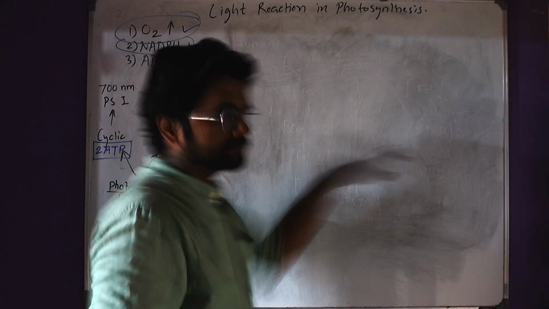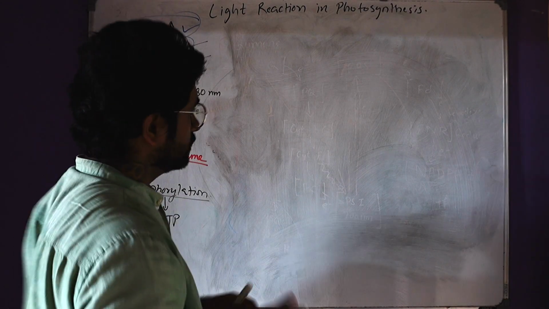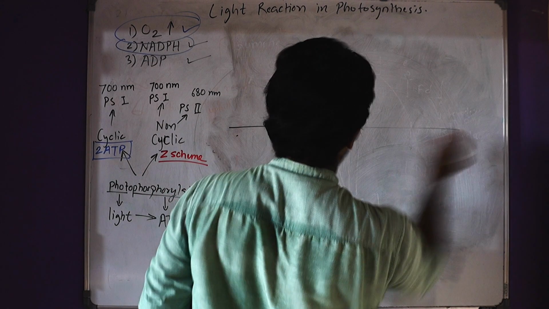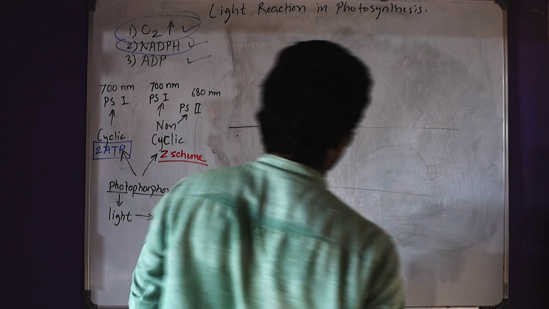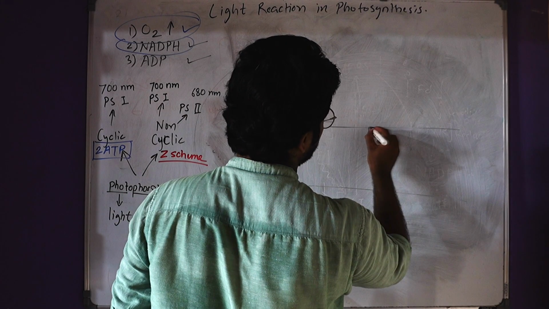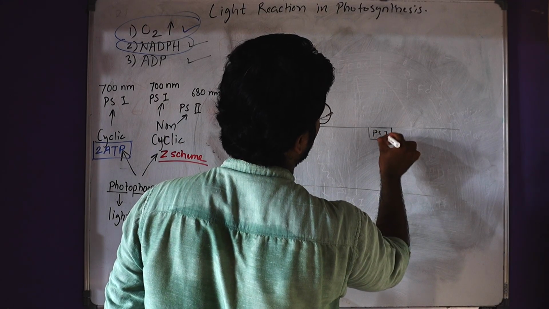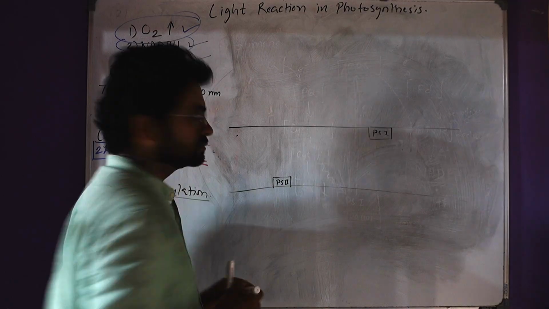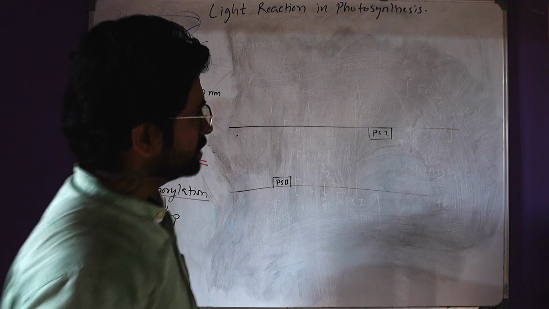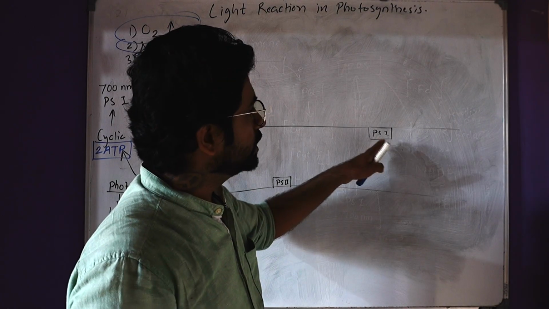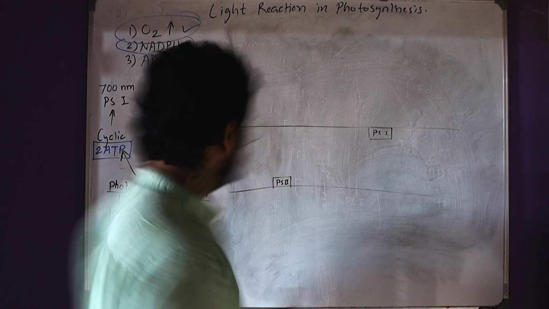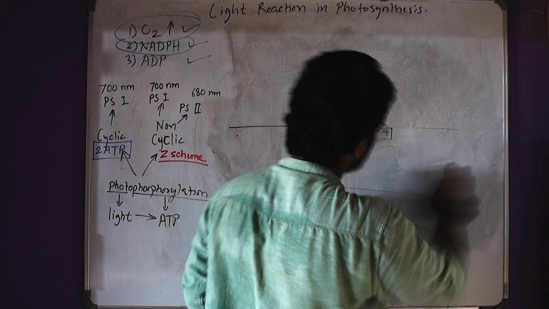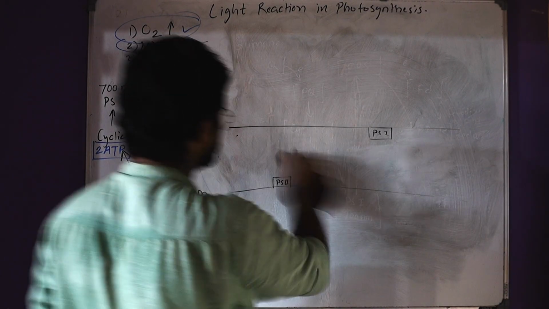Okay, so suppose there is a bilipid layer, and on that bilipid layer I will show photosystem 1, photosystem 2. Okay, so we have seen that photosystem 1 in non-cyclic is giving to FRS, FD. From FRS and FD it will go to FNR. So we have to draw all the components first.